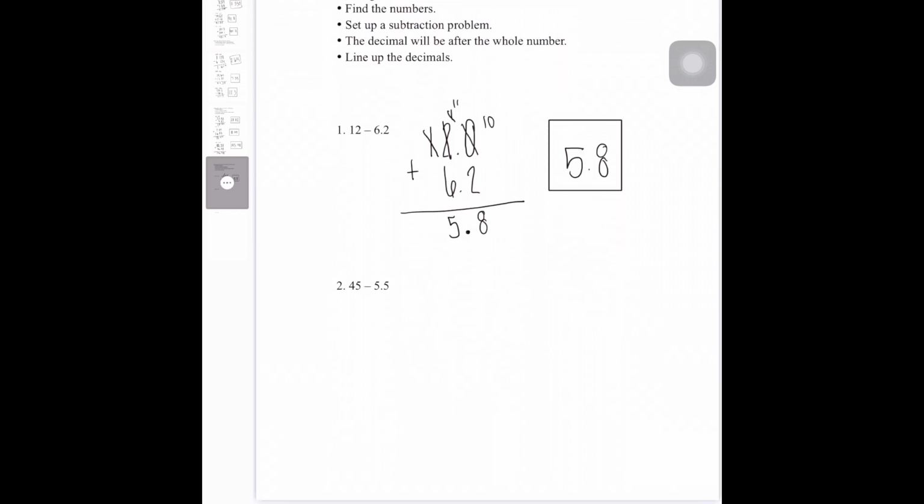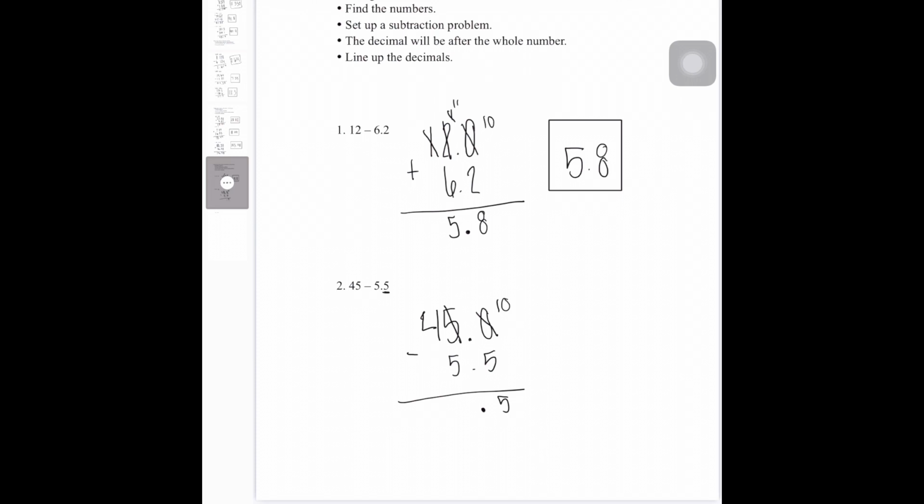Alrighty, friends. This is question 2. So 45, we have to make sure we add a decimal and just 1 zero for this one because we only have 1 number after the decimal for 5 and 5 tenths. 45 minus 5 and 5 tenths. We can't take 5 from 0. So 0 is going to have to become 10. 10 minus 5 will be 5. Bring down that decimal, don't forget it.